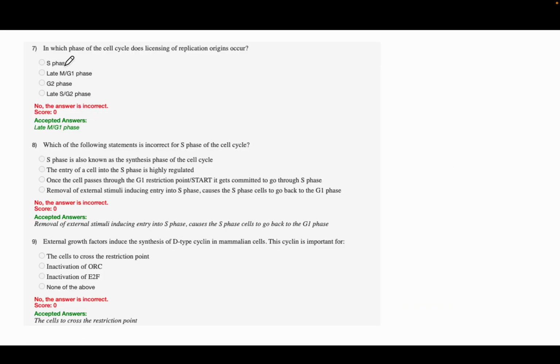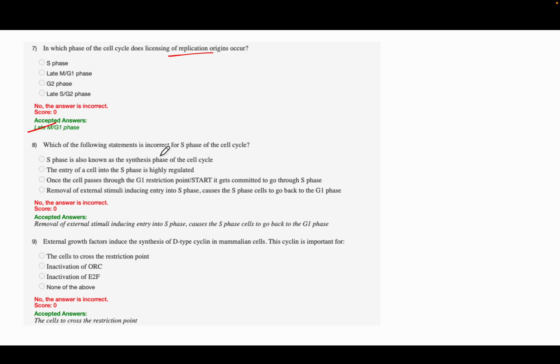Now the next question was, in which phase of the cell cycle does licensing of replication origins occur? Licensing of replication origins means whether the cell should proceed through replication or not. This occurs at the end of M phase and in G1 phase, just before S phase. So the answer will be this.